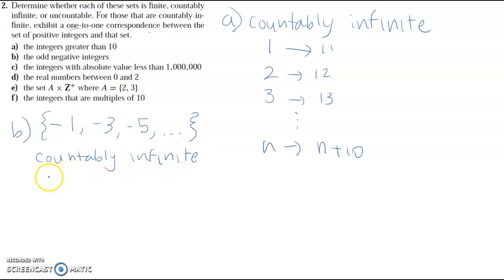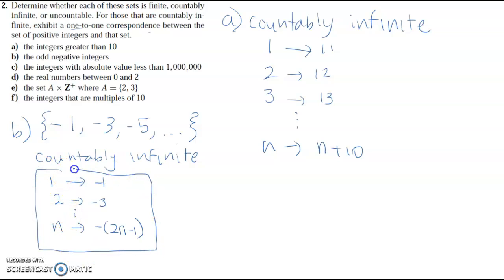And let's show the mapping. So the first element maps to -1, the second element maps to -3, and so on. And we can guess that the nth element follows the rule -2n plus 1. Alright, and so by just showing this, we have shown the one-to-one correspondence between the set of positive integers and the set. Alright, so that was for B.